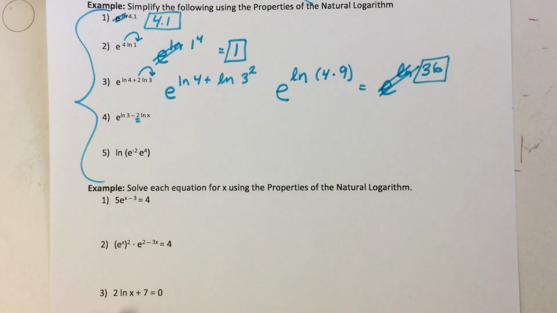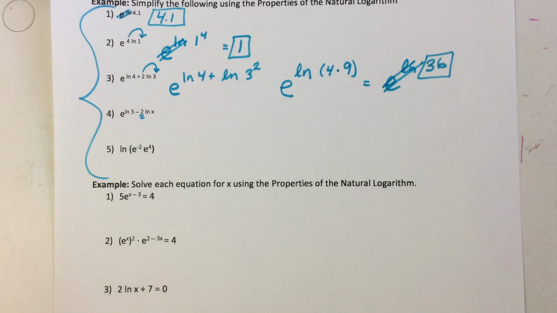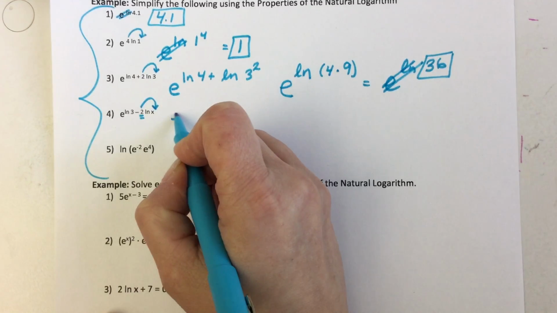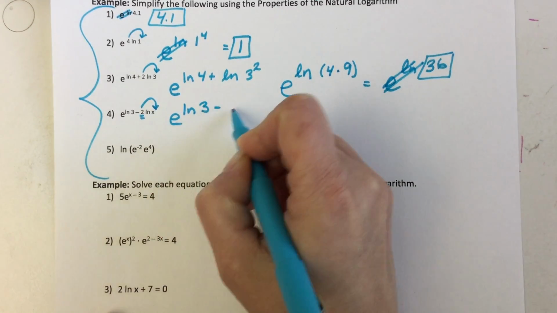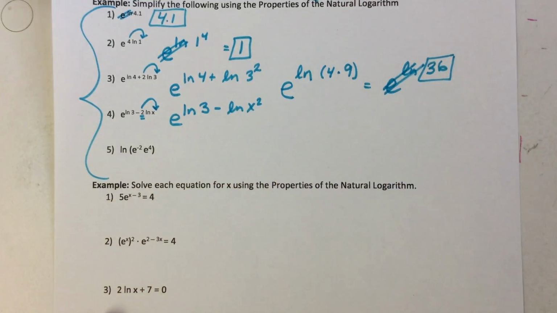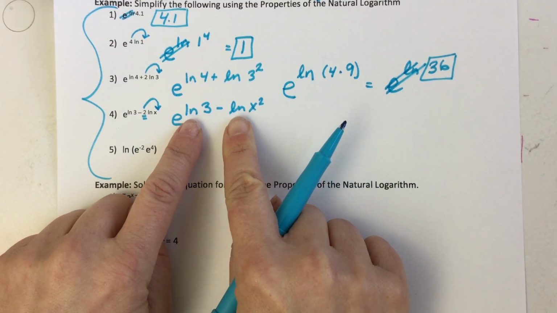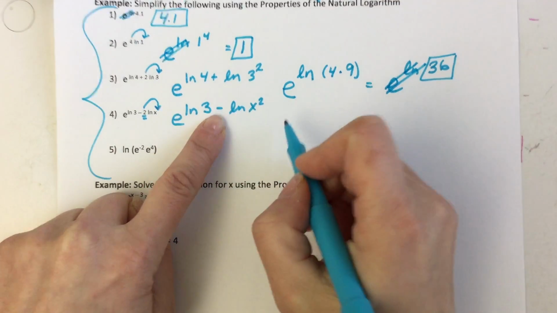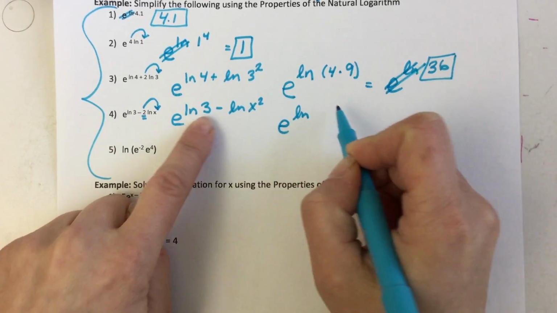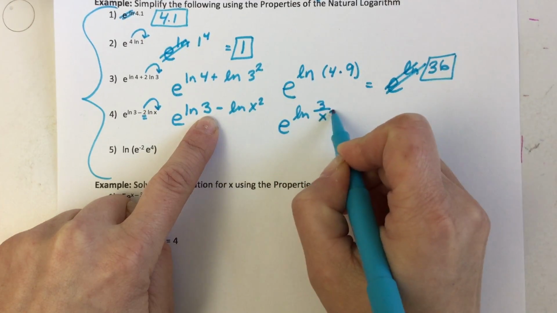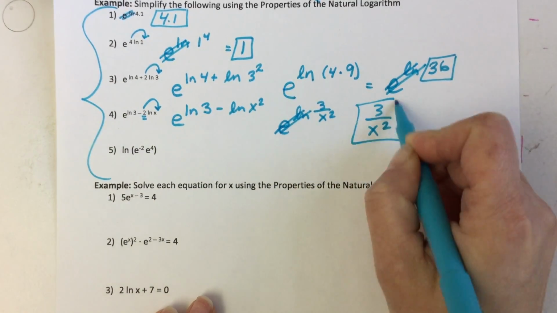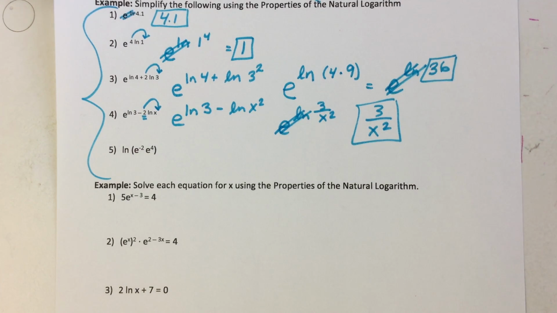Let's look at another one. Again, if I have a number out front of a logarithm, whether it's a normal log or a natural log, that number is actually an exponent. So this is the same as e to the natural log of 3 minus the natural log of x squared. I can condense these because they're both a natural log. Minus goes with division. So it would look like this. E to the natural log of 3 divided by x squared. E cancels a natural log. I can't simplify anymore. So number 4 simplified is 3 divided by x squared.